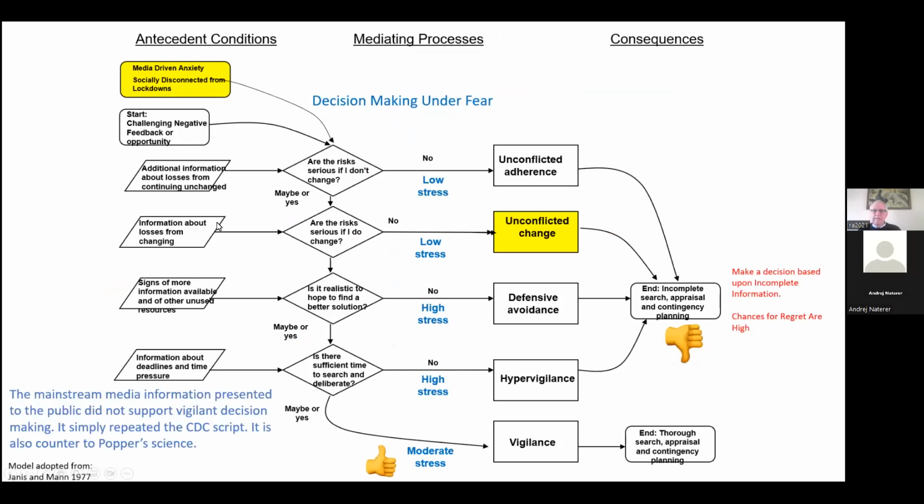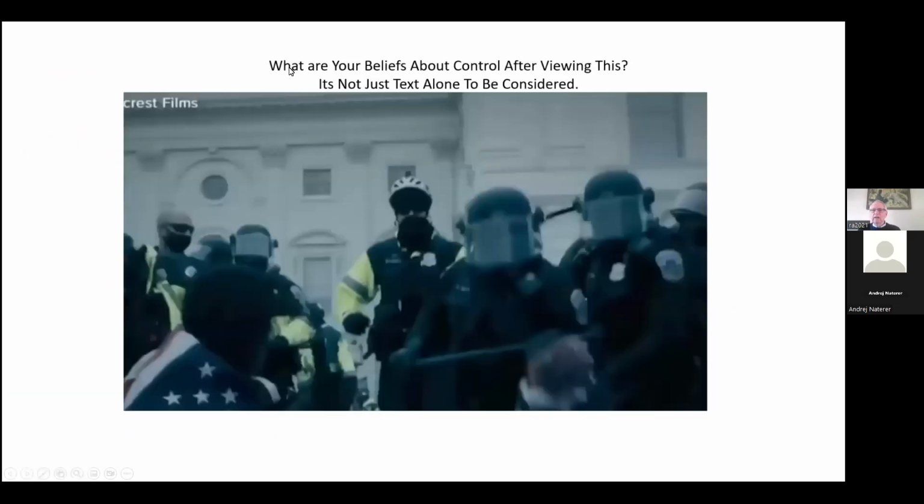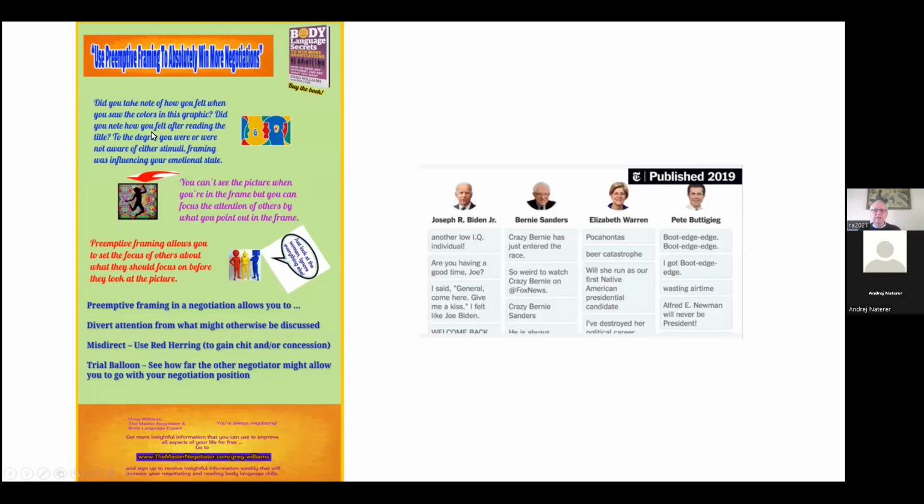As we saw this happen with the vaccination, you could see how information played a role in steering us one way or another. And if we continued to look, we go into vigilance. If we did where we were directed, we go out. Well, this can apply to anything. And when it comes to framing, maybe one of the best ways of doing this is to describe it. Preemptive framing allows you to set the focus of others about what they should focus on before they look at the picture. And this example is like Joe Biden.